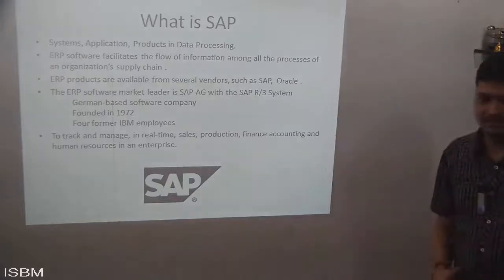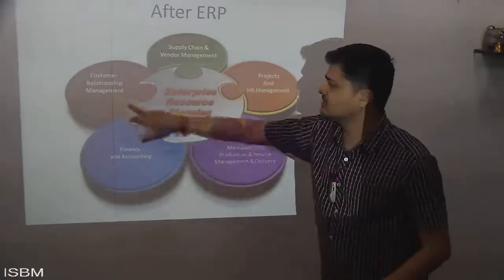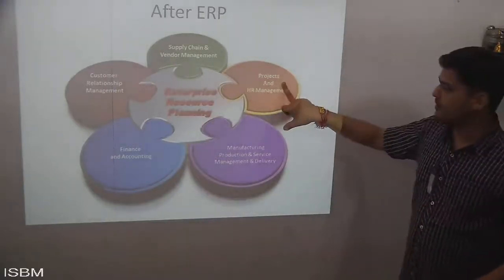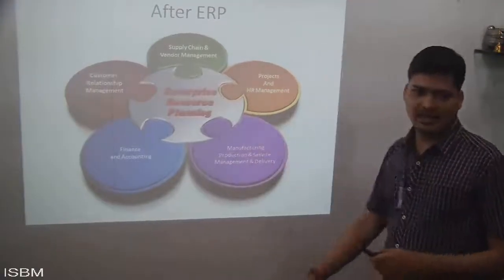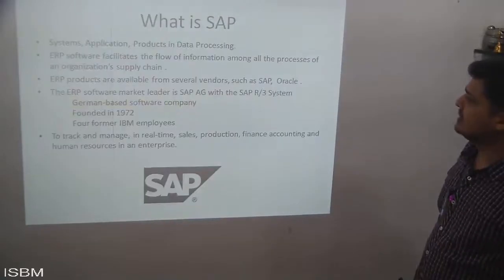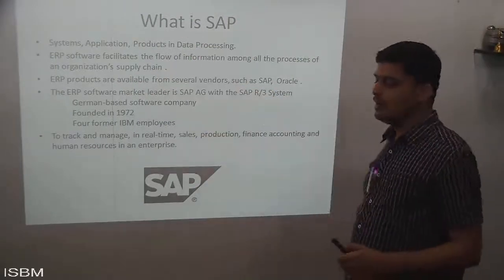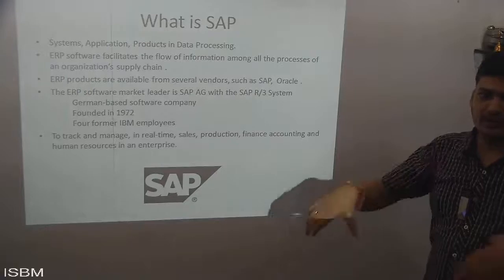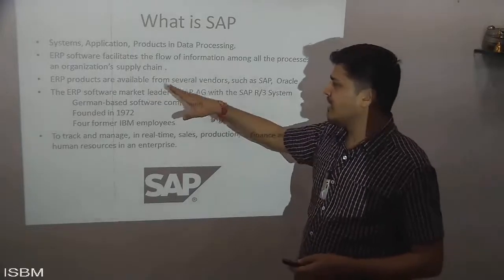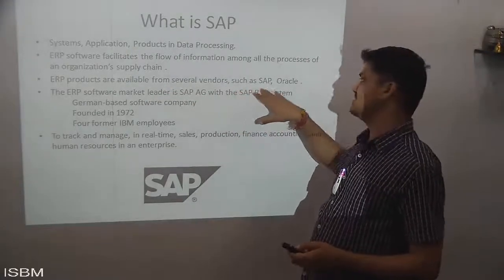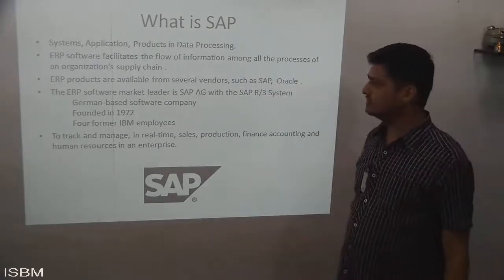Among all the processes, in the sense of what we have seen here, these are the different processes: HR management, project management, manufacturing, production planning, finance, accounting, customer CRM, SRM. These are among all the processes of an organization's supply chain. So all the departments of an organization club together with the help of this kind of software. ERP products are available from several vendors, as I have told you, such as SAP and Oracle. I have told you about the Oracle application. So these are some vendors.